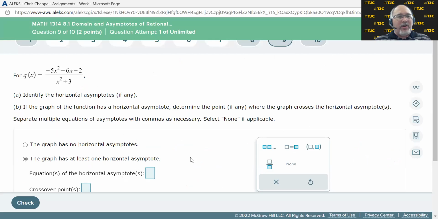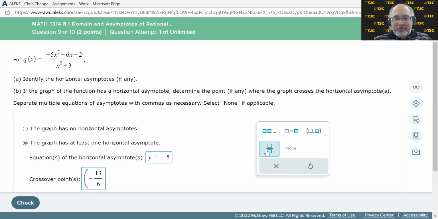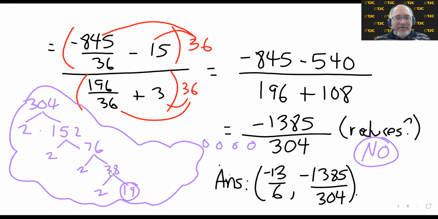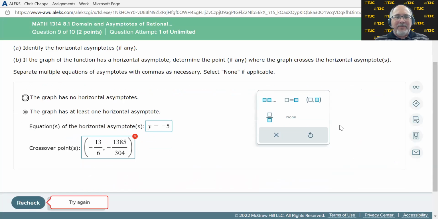The graph has at least one horizontal asymptote. The horizontal asymptote's equation is y equals negative 5. The crossover point, which they're calling it, I'm really wondering if this is what they were expecting, because if it is, I'm going to be very, very surprised. When I jumped into this problem, I hadn't done it yet, and I'm kind of surprised that it got to this point. Negative 1385 over 304. No way. Negative 1385 over 304. Surely this can't be what they were expecting. Of course not.